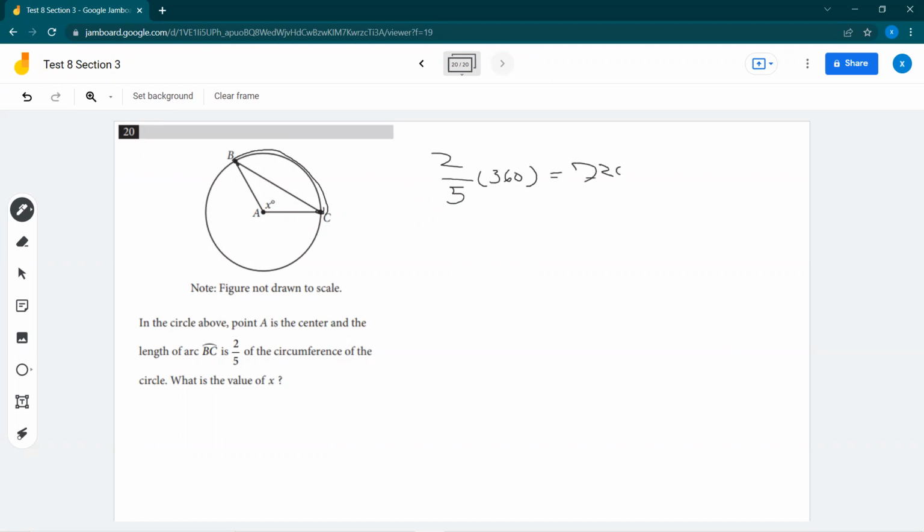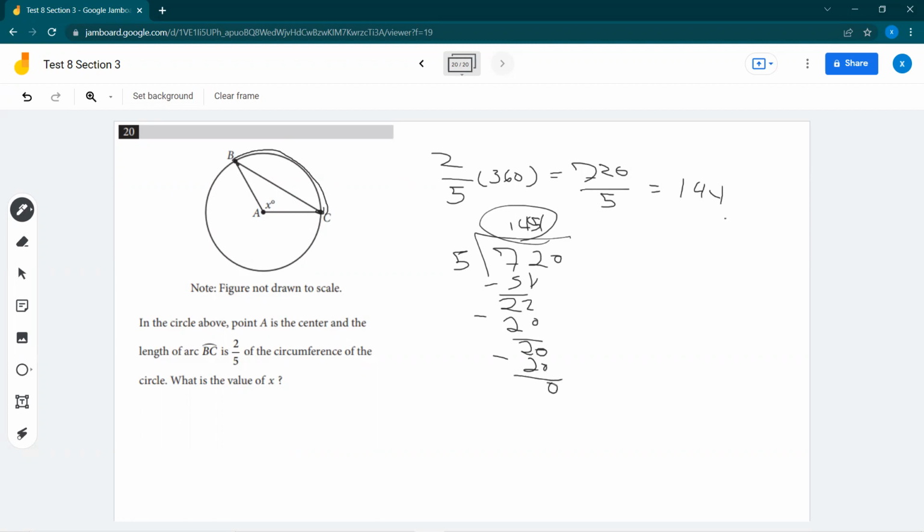We'll just get 720 and we'll divide that by 5. 720 divided by 5. Goes in 1, minus 5, you get 2. Bring down the 2. Goes in 4 times, 20, bring down the 2. 144 times. 5 times 4 is 20, minus 20, get 0. So the answer here is therefore just 144. That's 2/5 of 360. The angle is equal to whatever it's carving out. Answer: 144 degrees. So that's the end of this section. We'll move on to section 4.